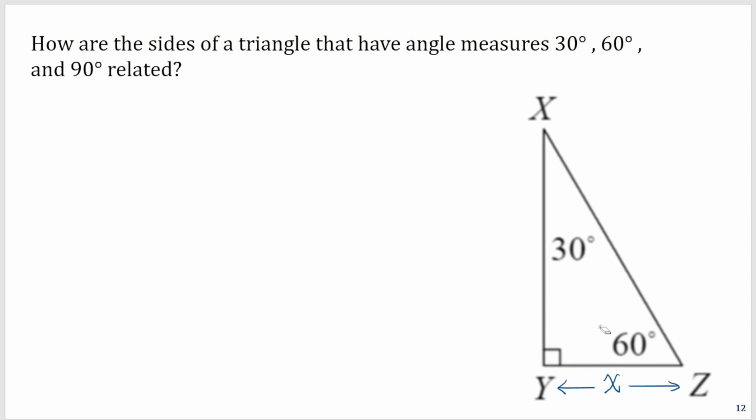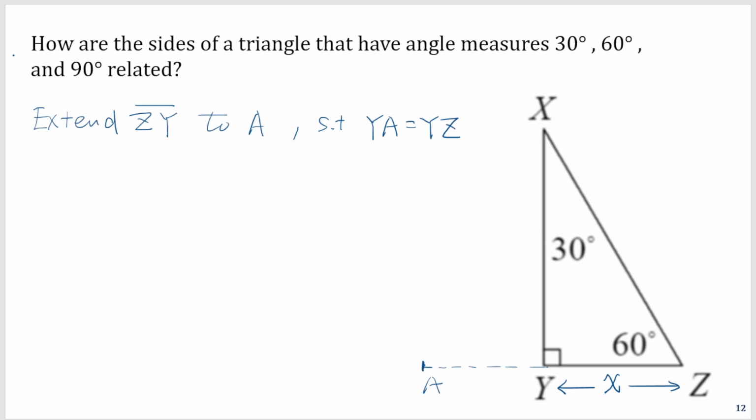Okay, if you see the angle 60 degrees, then probably we can use the property of equilateral triangles, right? So how about we extend the YZ to another point A, for example, such that YA equals YZ. This is possible by using straight edge and compass only, right?